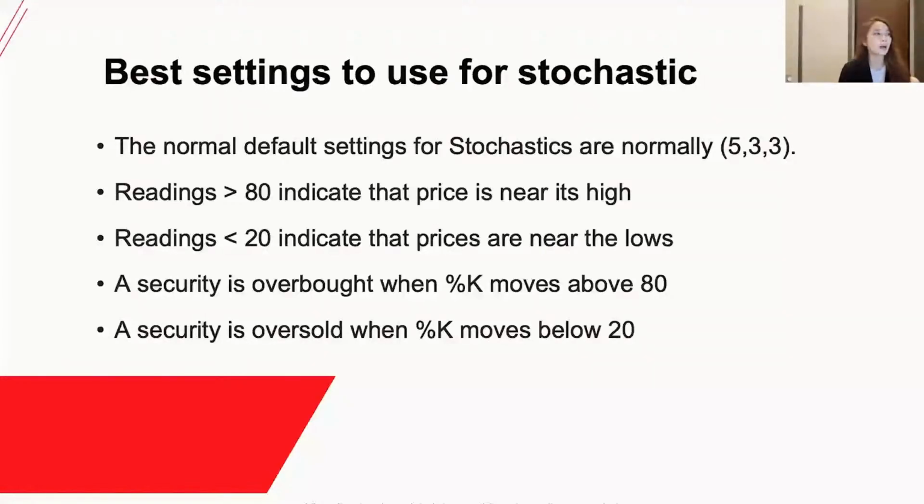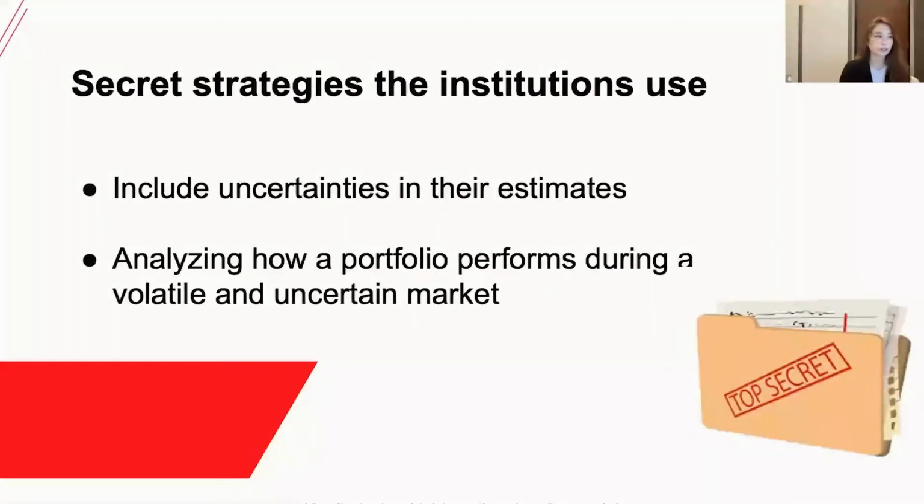All right, so readings above 80 indicate the price is near its high, and readings smaller than 20 indicate that prices are near the lows. So we have an upper bound and a lower bound, a kind of range. We are looking at 80 and 20. A security is overbought when the percentage K moves above 80, and a security is normally oversold when the percentage K line moves below 20. I think it'll be more graphical once you get to see it, so we will look at it in a while.